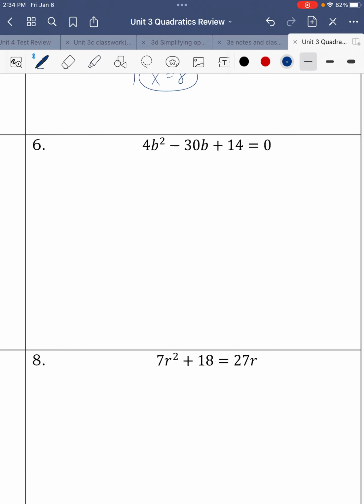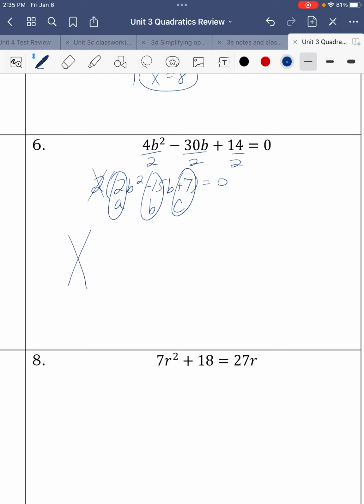Last, or number 6, we have greatest common factor is 2. So 2 times 2b squared minus 15b plus 7 equals 0. The greatest common factor does not have a variable with it, so that is not going to be used in our solution. A is 2, b is negative 15, and c is 7. So we do a times c, which is 14, adds up to negative 15. Oh man, that's the same one as the last one. Negative 14 and negative 1. Multiply to positive 14, add to negative 15.